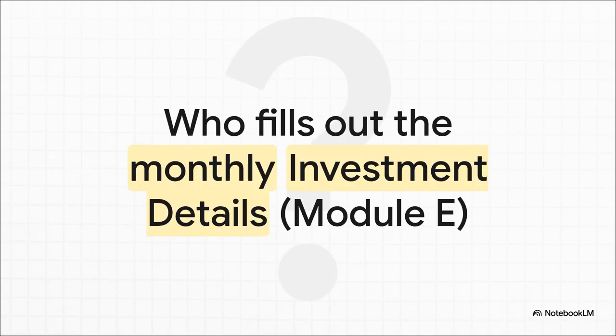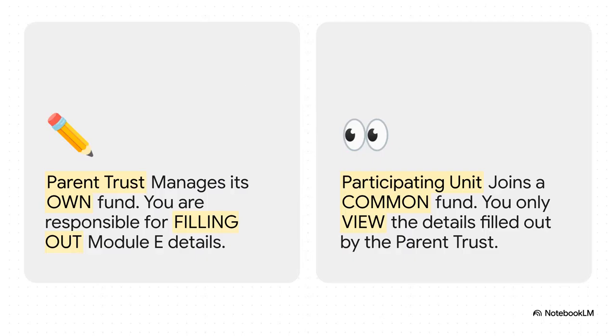All right, let's pause for a second, because here's a question that trips up so many people. You've done your head count in C, you've tracked the contributions in D, but then you hit module E, the investment details. So, who actually has to fill that out every month? Well, the answer completely depends on what kind of setup you have. If your company is a parent trust, meaning you run your own Provident Fund trust, then yeah, you're on the hook. You have to fill out all the investment details in module E.